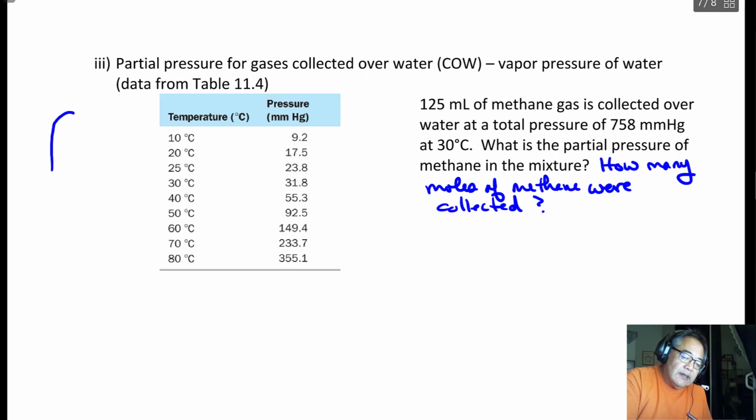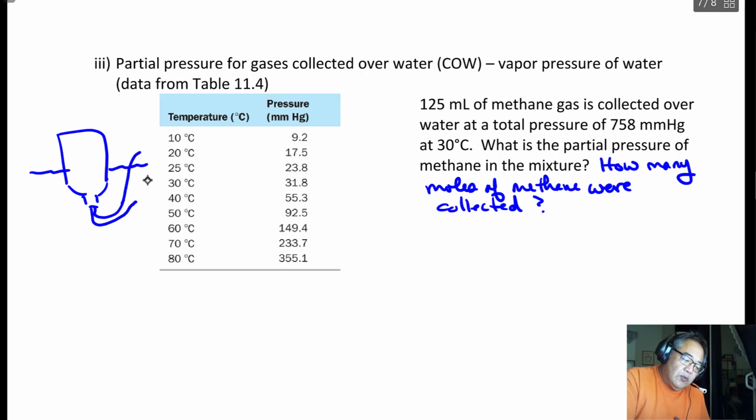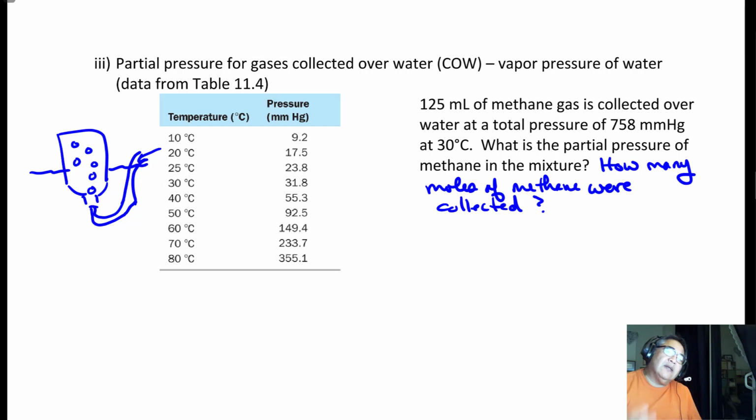If you have a bottle like this and you fill it up with water, that's not a very good bottle. Let's do it like this. There we go. So this is your bottle. You fill it up with water and then you submerge it in water like this, and then you put a tube in it like this, all right? Now this tube will run to a reaction, and that reaction is going to introduce gas as bubbles into the bottle. You can trap this gas from these bubbles in the bottle. So that's what we mean by a gas collected over water.